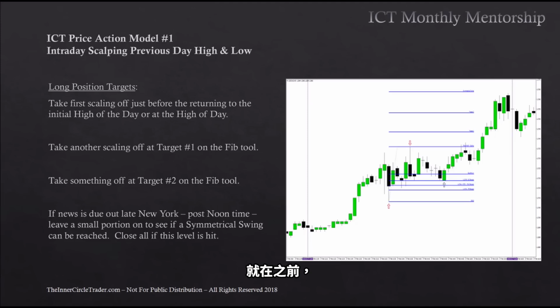Long position targets. Take first scaling off just before returning to the initial high of the day. Take another scaling off at target 1 on your fib tool. Take another scaling at target 2 on your fib tool. If news is due out late New York, post noon time, again New York time, leave a small portion on to see if a symmetrical price swing can be reached. If it does ever, intraday, hit a symmetrical price swing, close all the position.